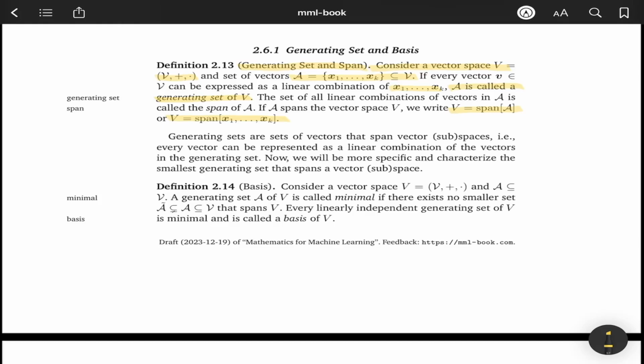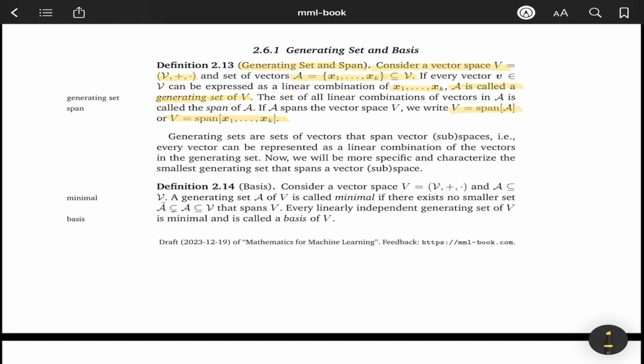Generating sets are sets of vectors that span vector subspaces. For example, every vector can be represented as a linear combination of vectors in a generating set. Now we will be more specific and characterize the smallest generating set that spans a vector space or a subspace.